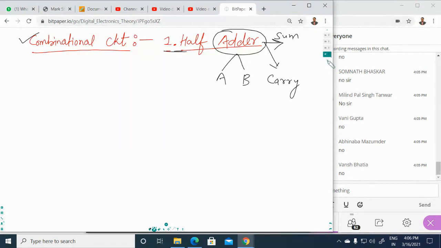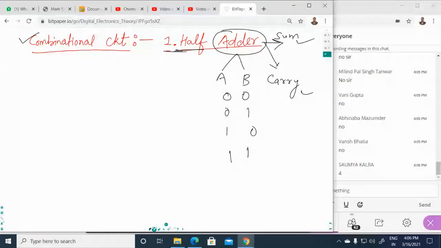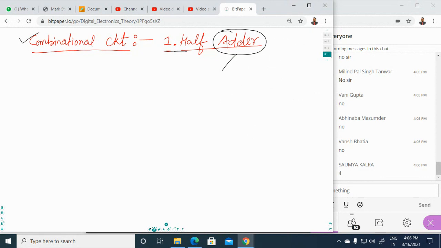Okay, so for the sum, if there are two inputs, what are the possible combinations? 0 0, 0 1, 1 0 and 1 1, four possible combinations. If you add these two values, you will get the sum value and the carry value. So half adder is used to add these two values. Okay, understood why the name is adder right here? Have you understood? Clear?